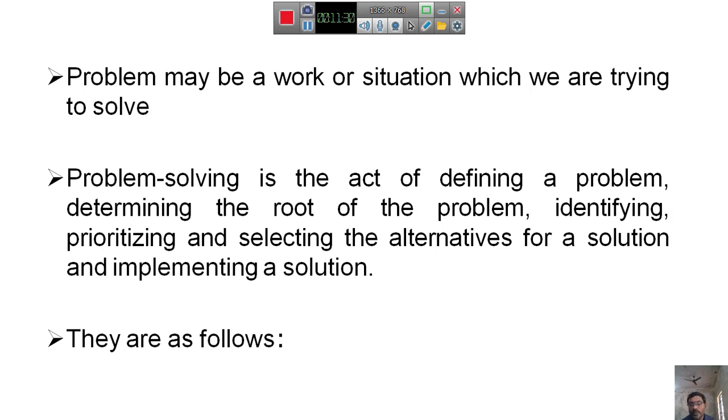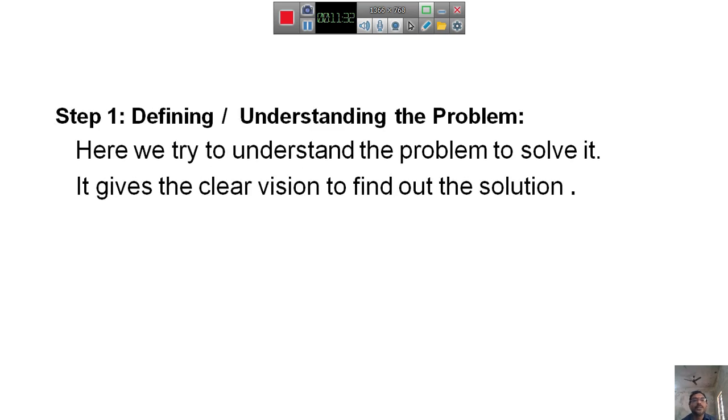These are the problem solving steps, and this is defining, or understanding, the problem. Here we are trying to understand the problem to solve it. It gives a clear vision to find out the solution. So the first step is explained as defining, or understanding, the problem. It gives a clear vision to find out the solution.